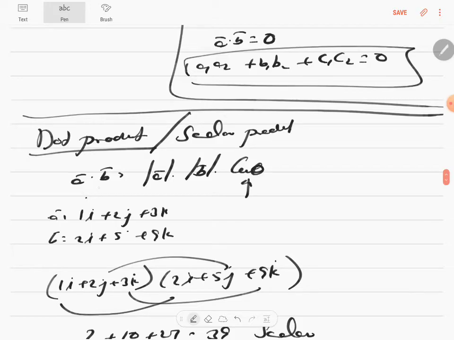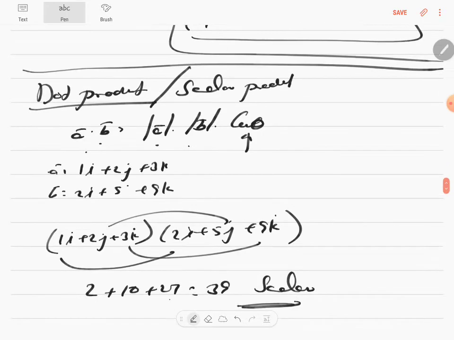Where a vector dot b vector is magnitude of a into magnitude of b into cos theta. But I didn't do any of that here. When they asked me to dot it, I just dotted an i and i, j and j, k and k, because the angle between them is 0, it makes sense.